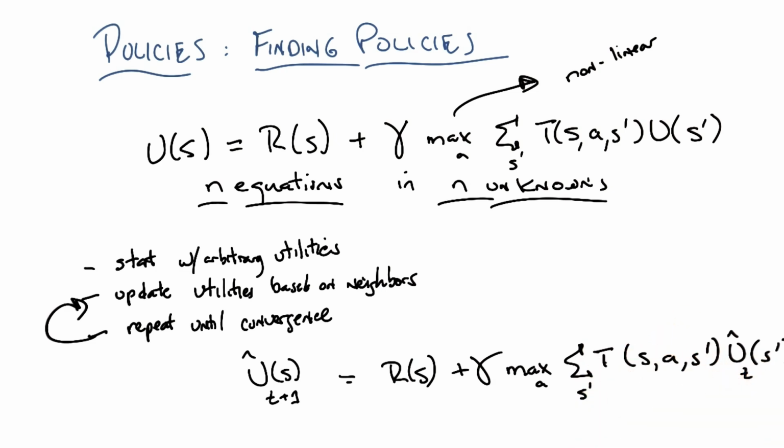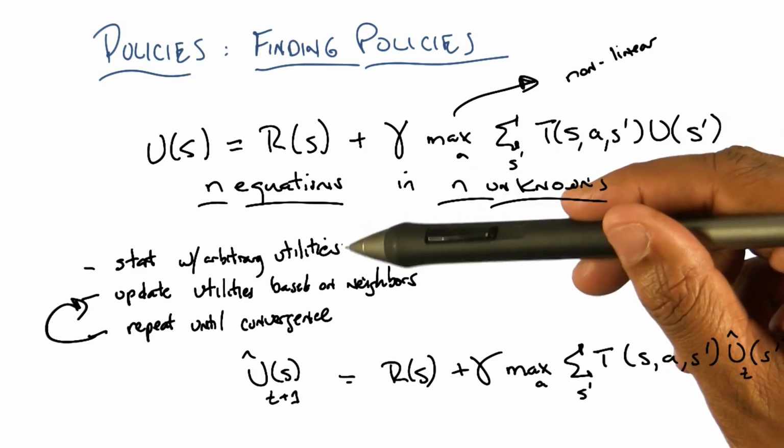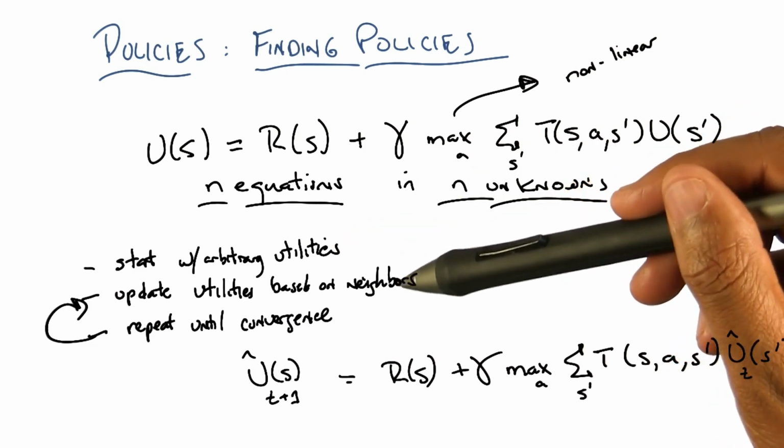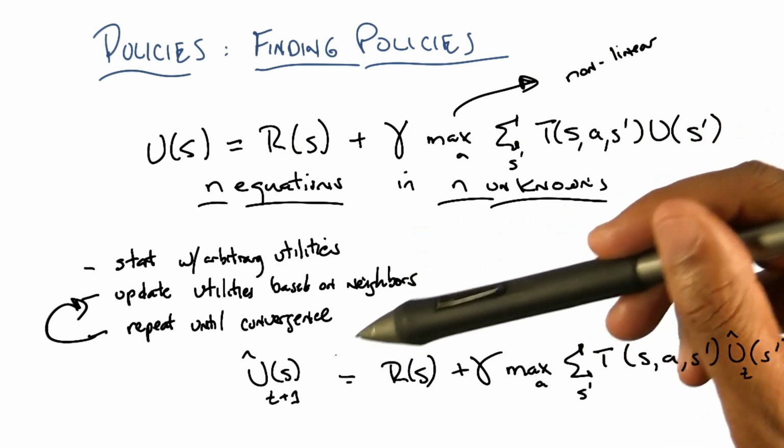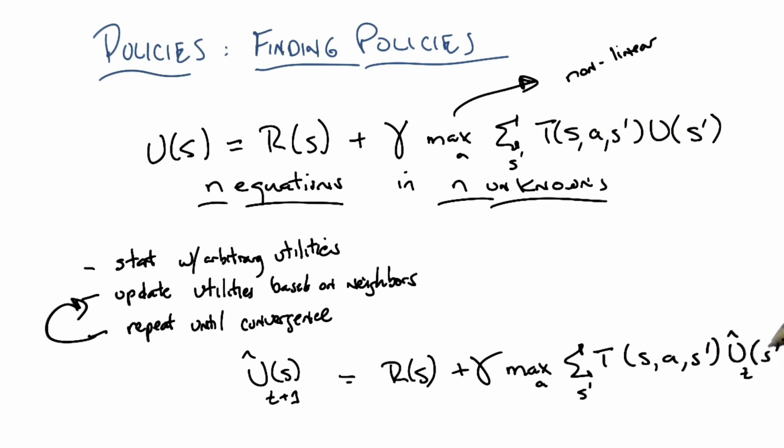Right. Now, why is that going to work? I just made up the U hats, right? They started out as arbitrary utilities. The next little step about updating utilities based on neighbors makes some sense because effectively a neighbor is any state that you can reach, which is determined by the transition function. But all I'm doing is reaching states that are also made up of arbitrary utilities, so arbitrary values. Why should that help me?